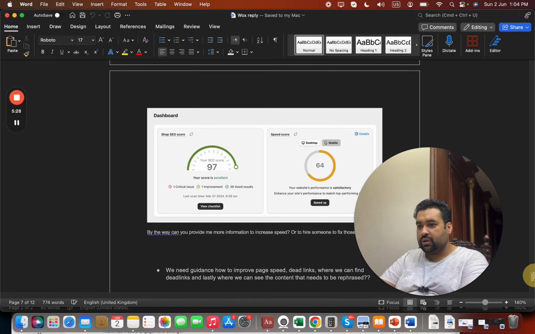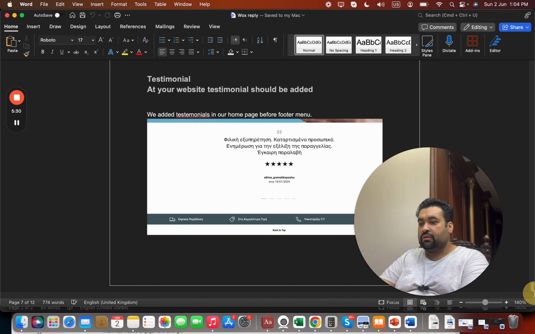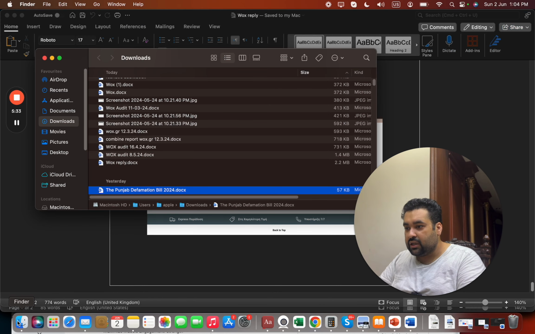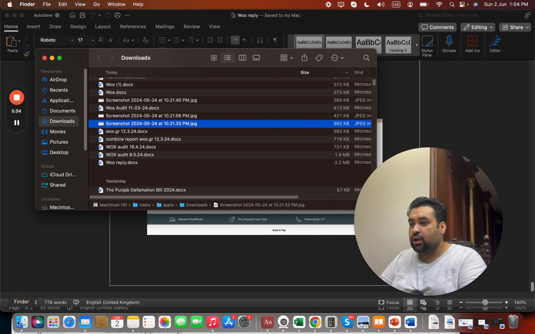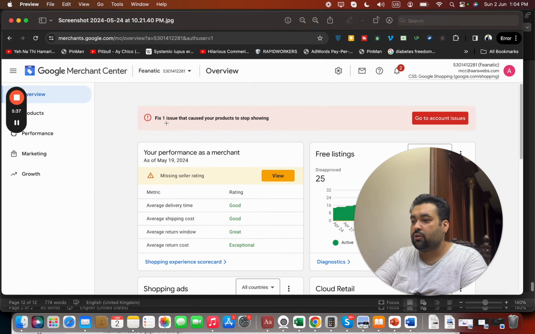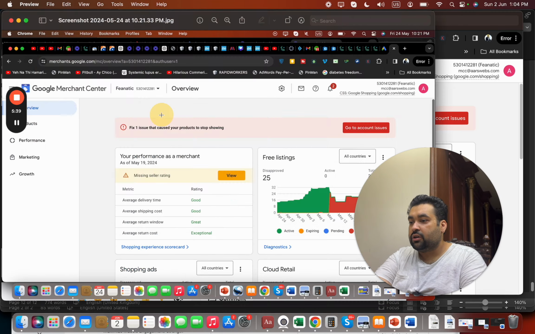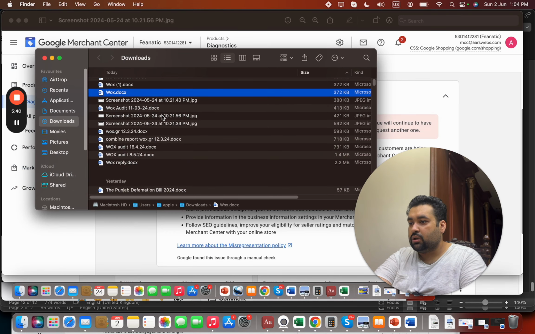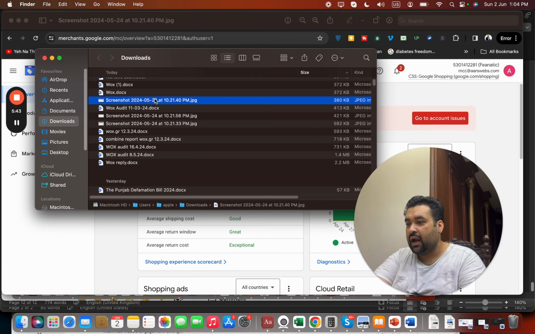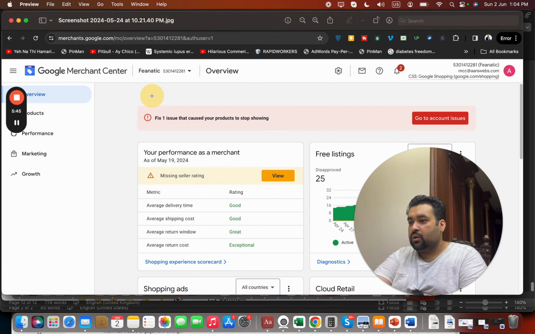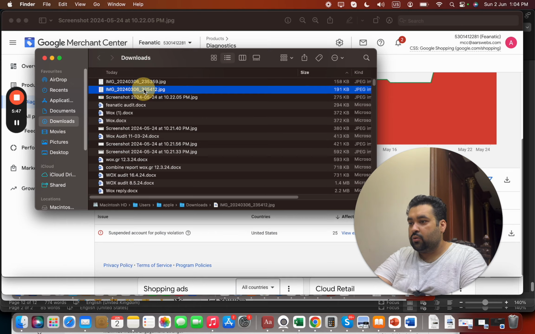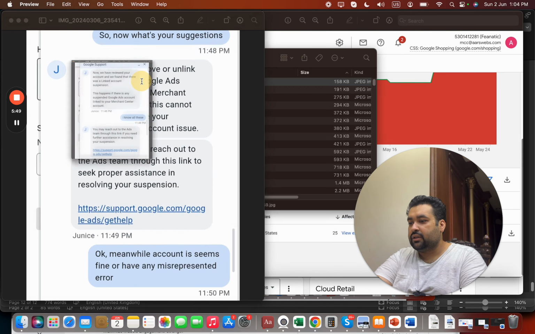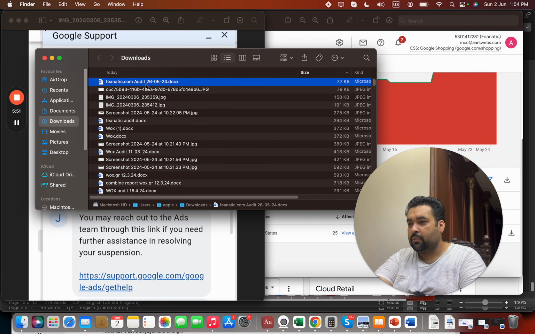Plagiarism was still there. Speed was increased. A lot of stuff was being done. You can see over here that a lot of work is being done on the account as well. So that is also a constant thing which has to be done for Google. And you can see over here, this is the support we are getting from them.